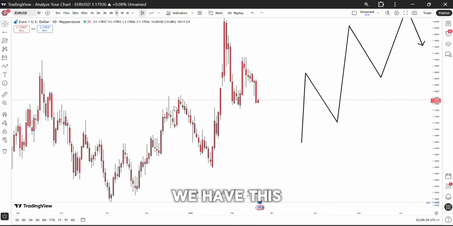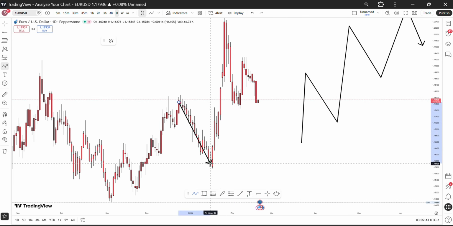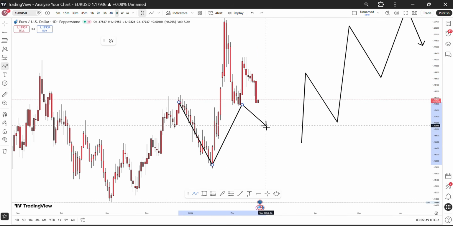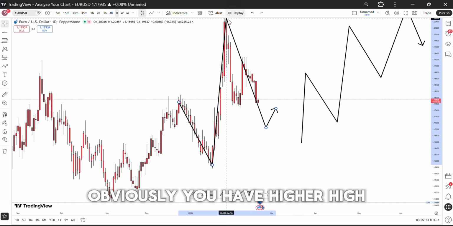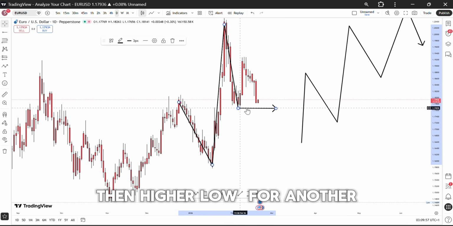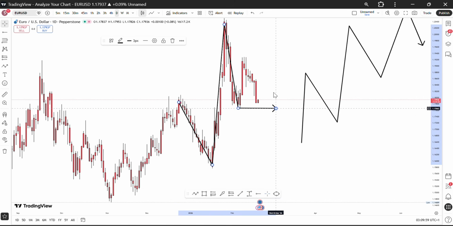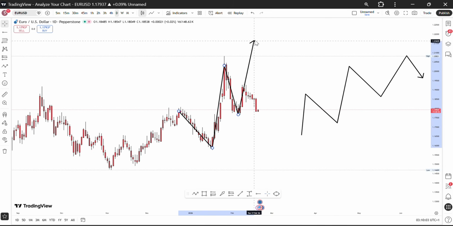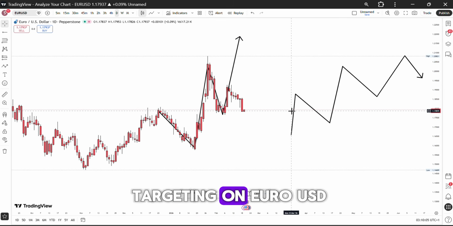We have this high, low, higher high. So obviously we'll have a higher high, then a higher low for another higher high. This is what I'm targeting on EURUSD.